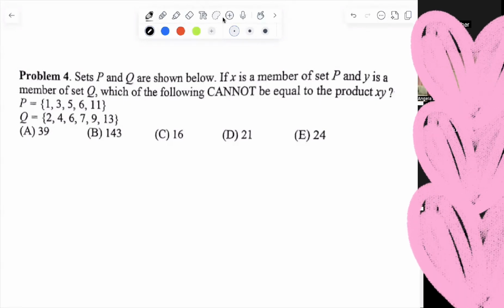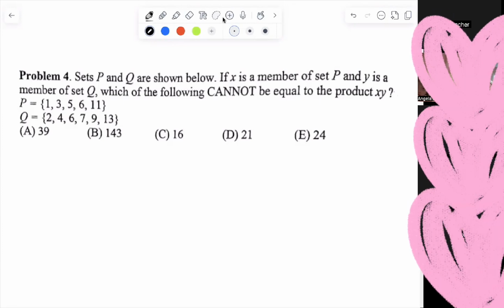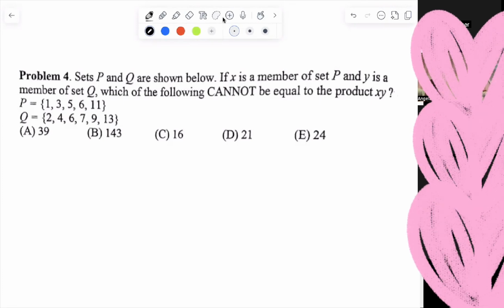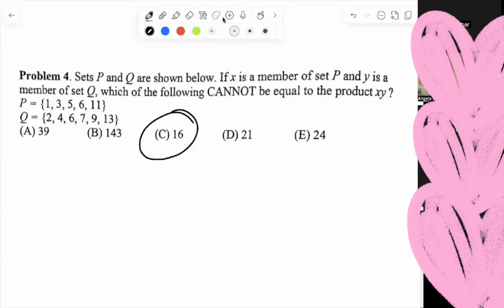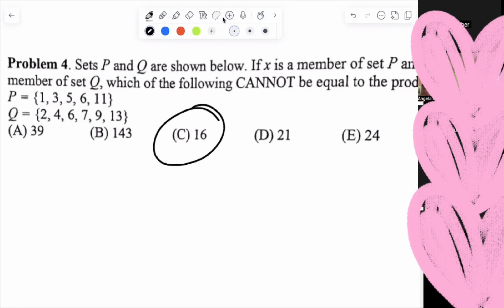Notice that P has only one even, 6. Q has 3 evens, 2, 4, 6. Basically, notice that we have to have 4 times 4 is 16, 2 times 8 equals 16, or 1 times 16 equals 16. None of the numbers here satisfy the requirement, right? So 16 or C is going to be our answer. So basically what we did is just guess and check. That's all we did, right?